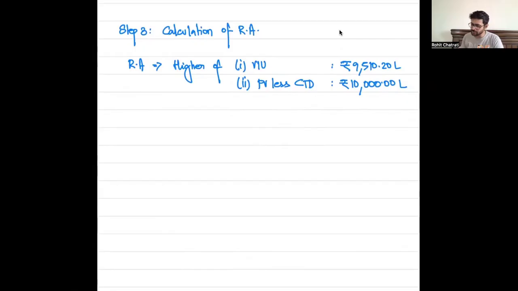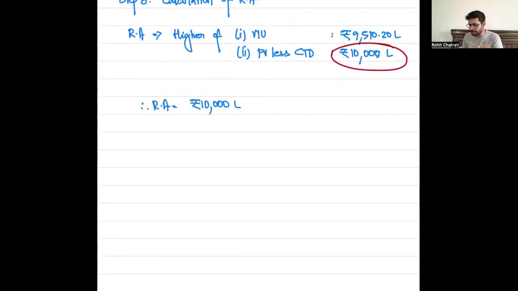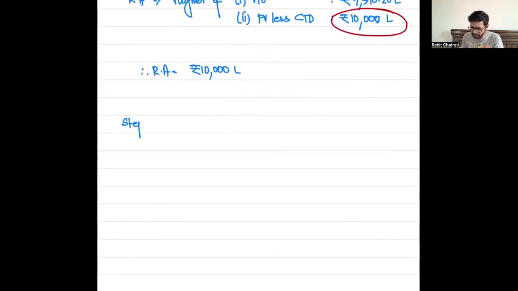Therefore, higher of value in use and fair value less CTD in this case is equal to fair value less CTD, and therefore recoverable amount is going to be equal to rupees 10,000 lakhs. I have got an asset in my balance sheet at rupees 12,687, but the benefit that I expect to derive from the asset is only rupees 10,000 lakhs. Therefore, I'm required to bring down the asset value from 12,687 to 10,000 by recognizing an impairment loss of rupees 2,687. So step 4 is basically calculation of impairment loss.